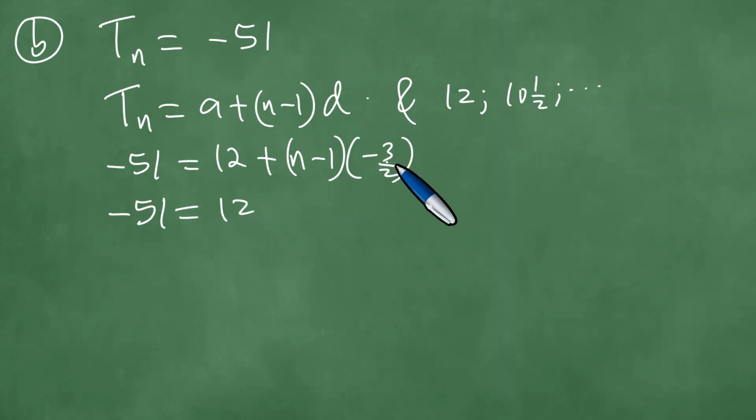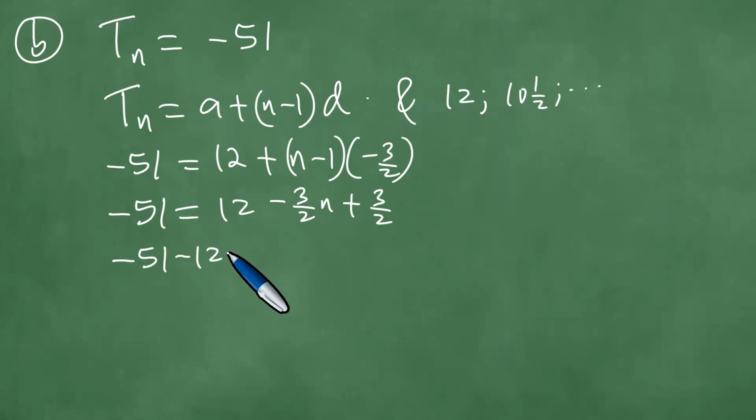So if we multiply here, we have minus 3 out of 2n plus 3 out of 2. Right, so in the end, then we have minus 51 minus 12 minus 3 out of 2 is equal to minus 3 out of 2n. Just transpose the 12 and the other one. So we just need to solve for n.